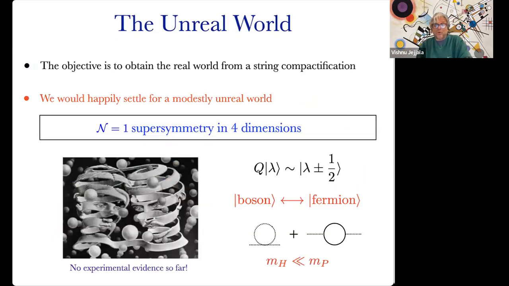So to get an unreal world with supersymmetry, since in the real world we don't see a particle with the same mass as the electron that's bosonic in character, we want to think about these as toy models for nature. And these toy models come from compactifying string theory on these Calabi-Yaus.